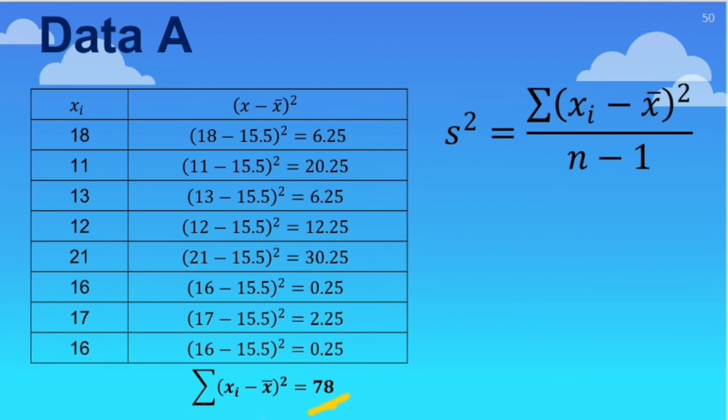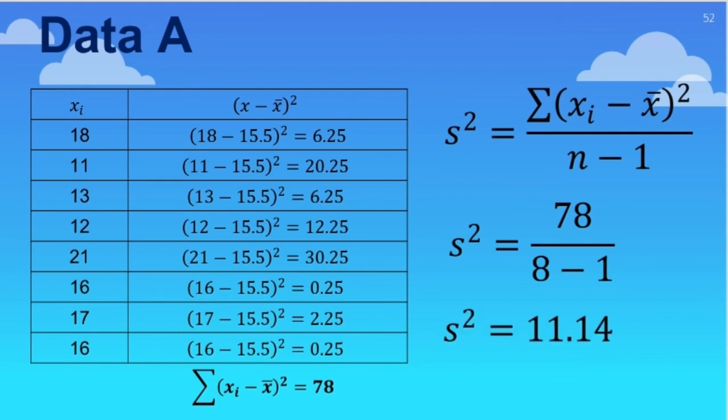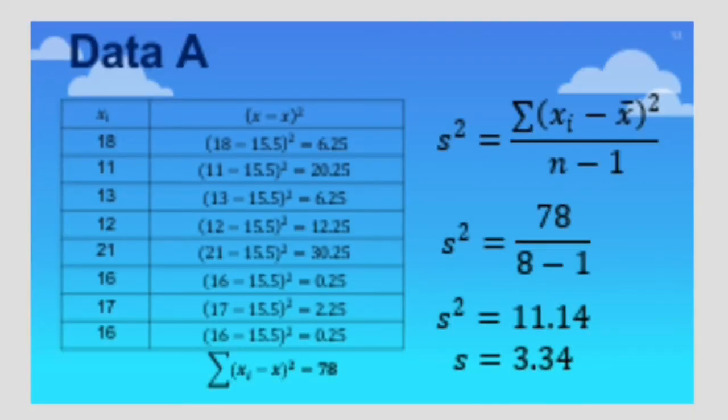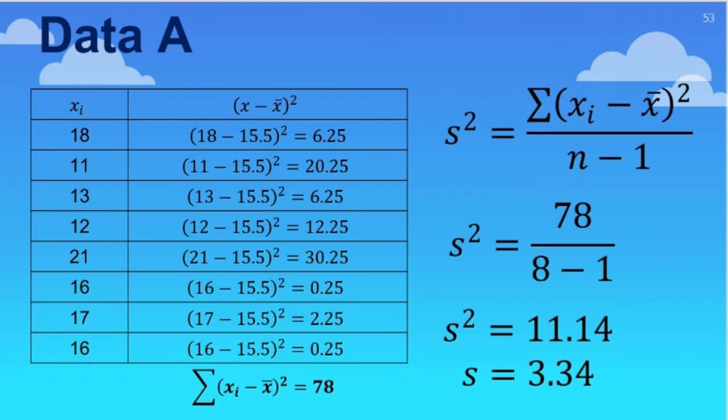So this is now our summation of x sub i minus the mean squared that we will use to substitute in our formula. Substituting, we have 78 divided by 8 minus 1, since there are 8 observations. That would give us 11.14, our variance. Getting the square root of 11.14 will give us 3.34, which is our standard deviation.